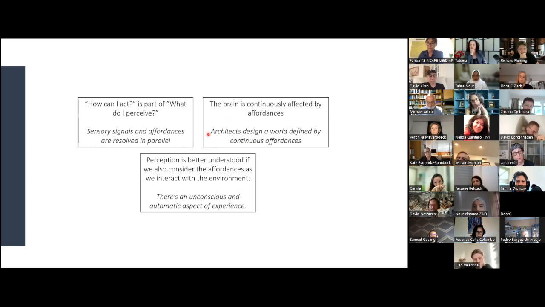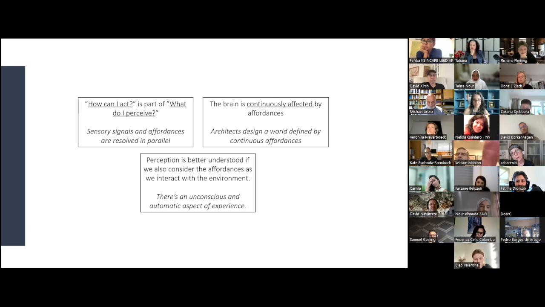So my conclusion from this would be that architects need to think about the way that we are continuously interacting with the world. And this is why I also allow myself to come up with the conclusion that the perception of architecture is better understood if we also consider the affordances as we interact with the environment.